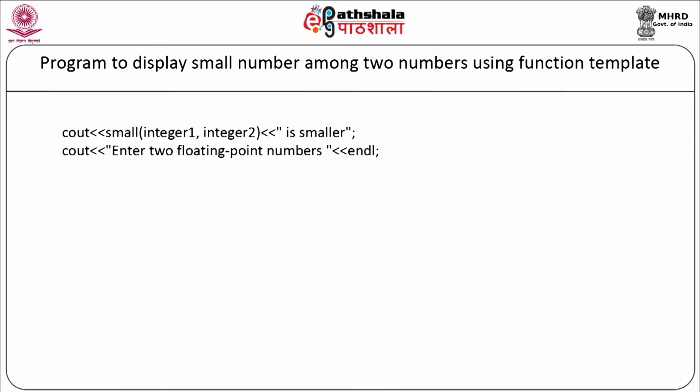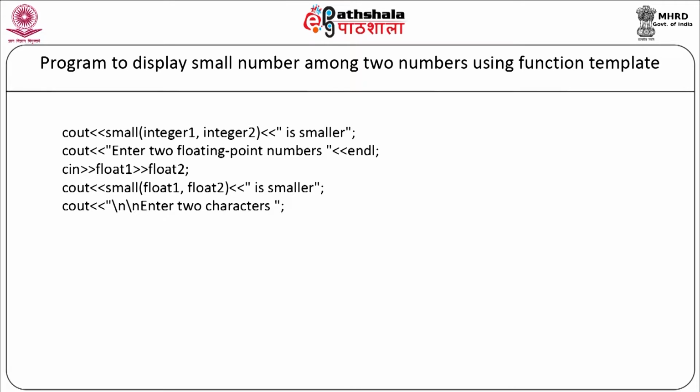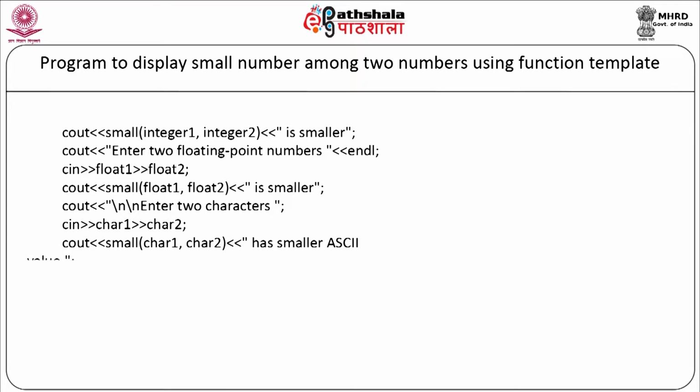cout "enter two floating point numbers" endl, cin float1, float2, cout small(float1, float2) is smaller. Here, two float values have been passed to the function template. cout "enter two characters", cin char1, char2, cout small(char1, char2) has smaller ASCII value, return 0, and the program will end.